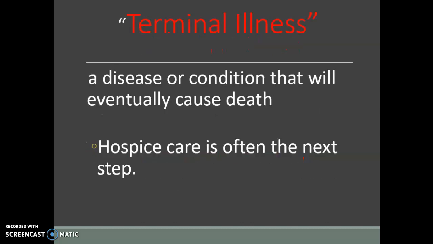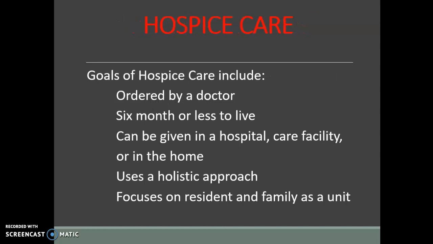Terminal illness is a disease or condition that will eventually cause death. Hospice care is often the next step. The goals of hospice care include, well, it's not a goal, but it's a fact. It's ordered by a physician for somebody who is suspected to only have 6 months or less left to live. It can be given in a hospital, a care facility, or in the home, and it uses a holistic approach as well, focusing on the resident and the family as a unit.